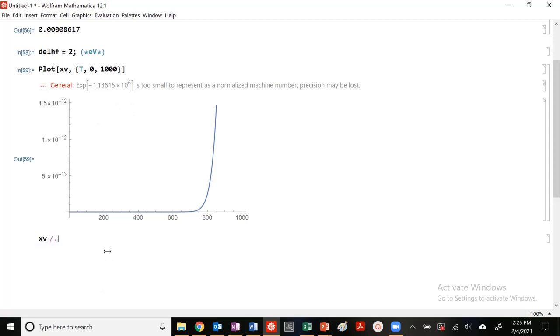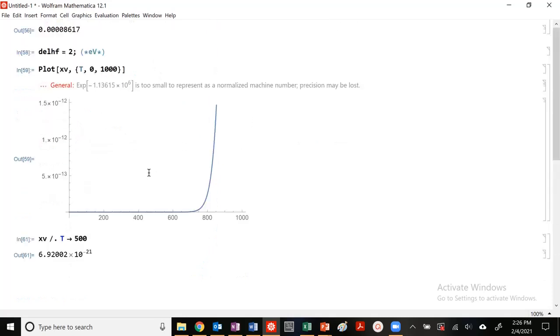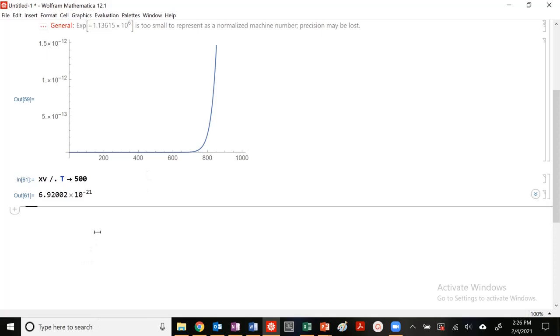I could also evaluate XV with T going to, say, room temperature, 298. This would be my number of vacancies in my system. So 10 to the minus 34. Not many vacancies because, again, we're at low temperatures. But look what happens if I go to 500. Look at that, 13 orders of magnitude change, even though we just increased our temperature by 200 degrees. So this is the power of that exponential Arrhenius relationship. That's one of the key things you want to consider as you're going through this problem.